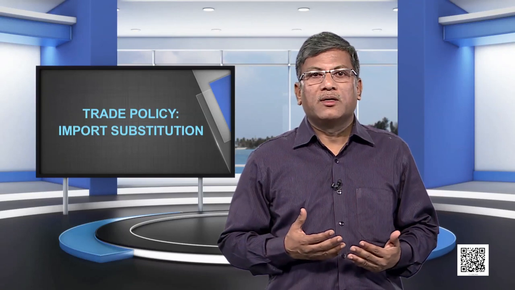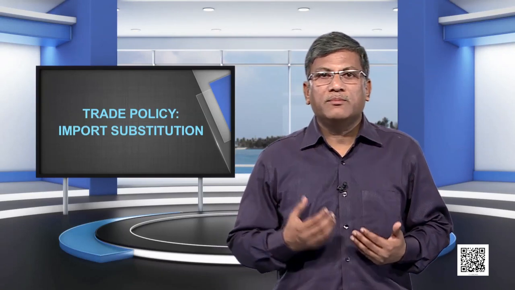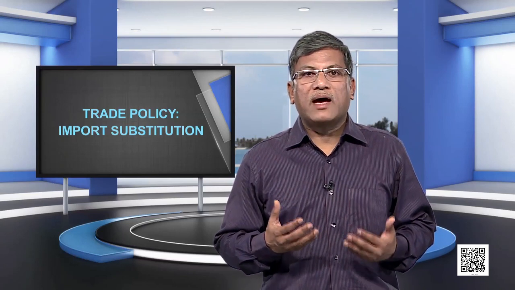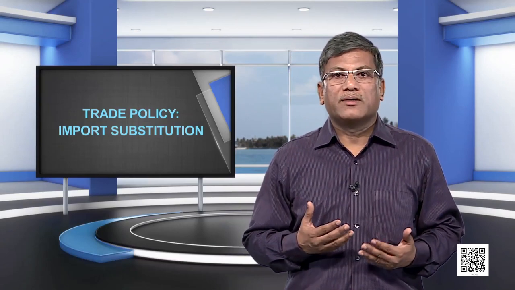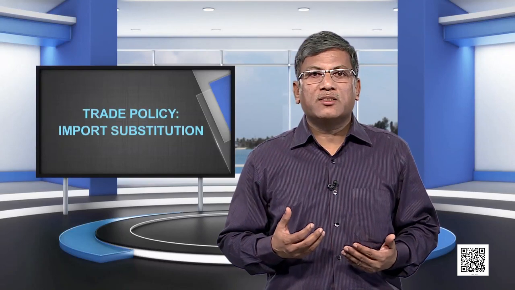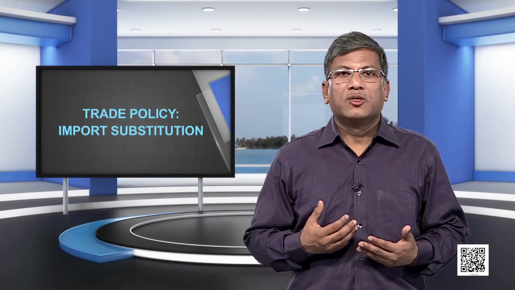In the initial stages of development, the country had just obtained freedom after about 200 years of colonial rule, which had started with trade relations with the East India Company. Therefore, it was natural for our planners to have a skeptical attitude towards foreign trade. The trade policy adopted in the initial plans was an inward-looking one, which discouraged foreign trade, particularly imports. This inward-looking trade policy is technically called import substitution policy, in which imports are replaced by domestic production of goods. For example, instead of importing vehicles made in a foreign country, industries would be encouraged to produce them in India itself.